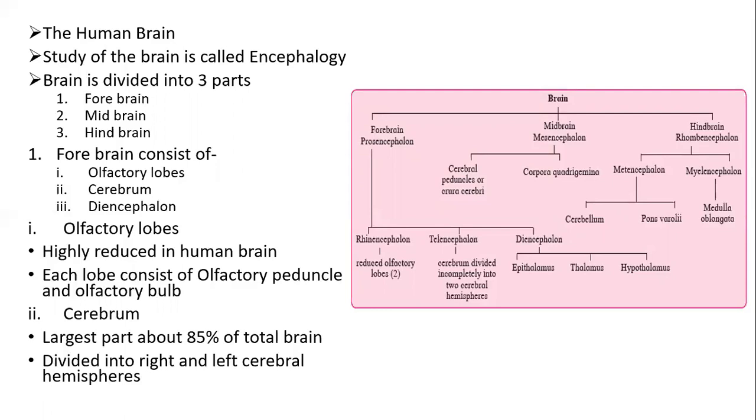Then the midbrain. It is divided into two parts. That is cerebral peduncle or crura cerebri, and the other one, that is corpora quadrigemina. And the hindbrain, which is known as rhombencephalon, is again divided into two parts. That is metencephalon and the myelencephalon. The metencephalon is divided into two parts. That is cerebellum and pons varolii. And the myelencephalon is divided into medulla oblongata.